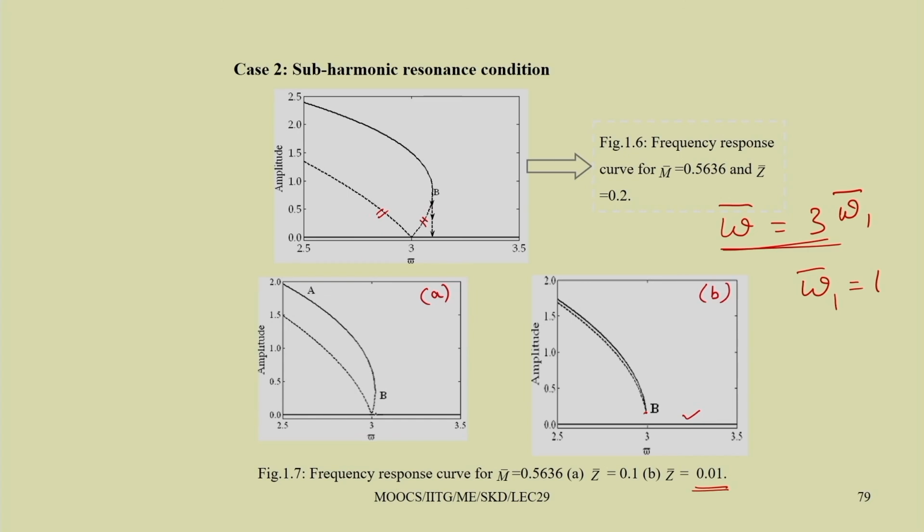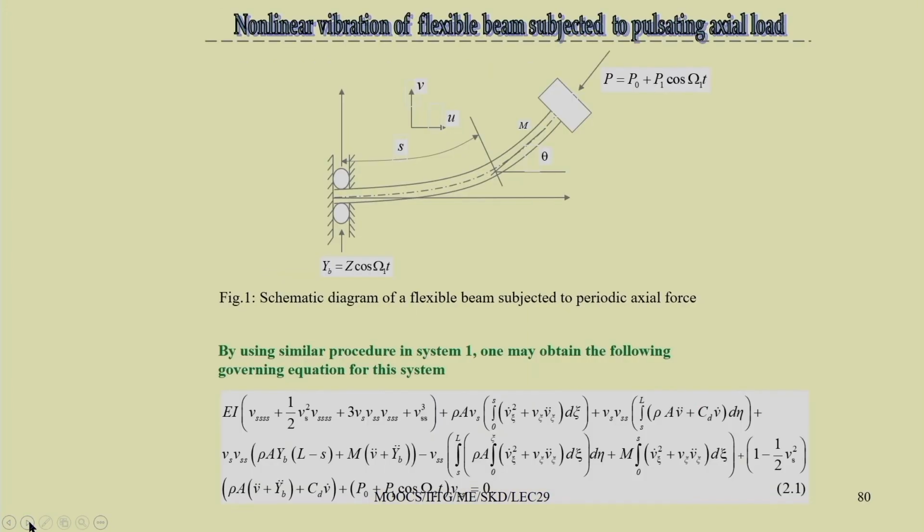So, this branch takes a different shape. Here you can see you have a saddle node bifurcation point, and also another saddle node bifurcation point, but this is unstable. So, this way you can see different responses in the case of a simple base excited cantilever beam. There is no external load acting on the system. The response we have obtained is the simple resonance condition and the subharmonic resonance condition.